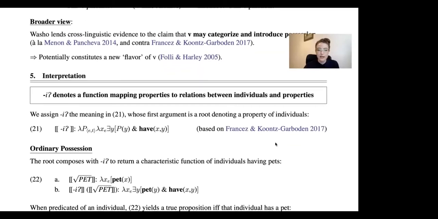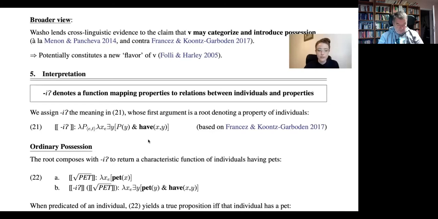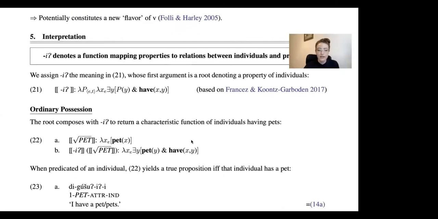So we assign E the meaning in 21, whose first argument is a root denoting a property of individuals. So this is that first argument here, which will always be saturated by the root that it categorizes. In the case of ordinary possession, the root will compose with E to return a characteristic function of individuals having some object or some thing.